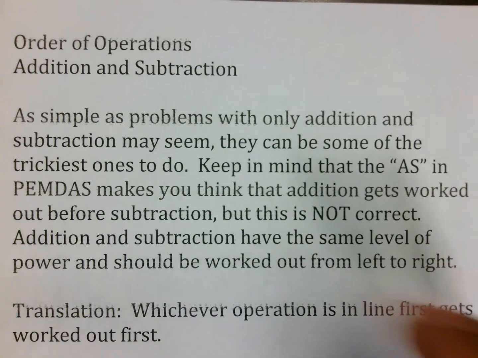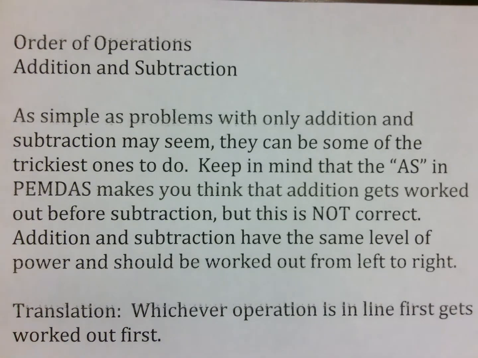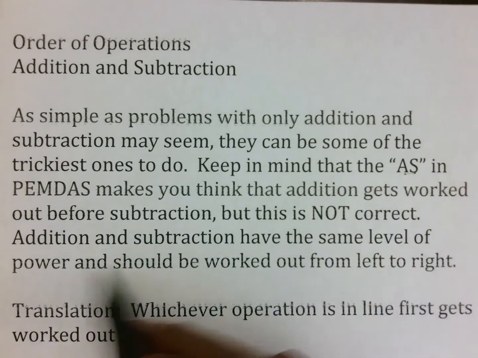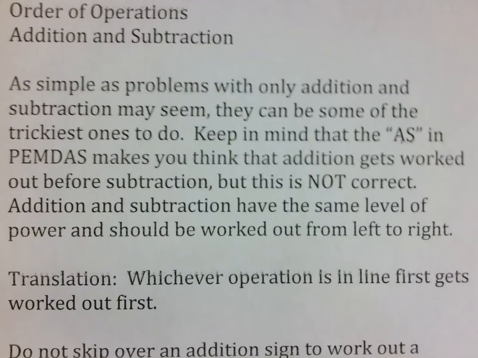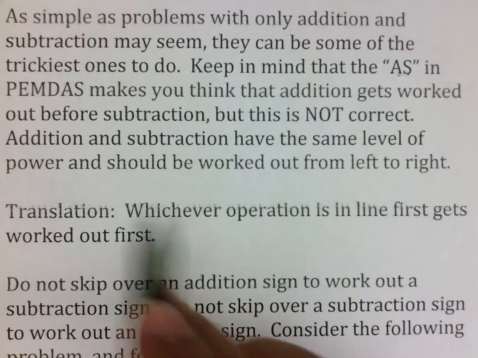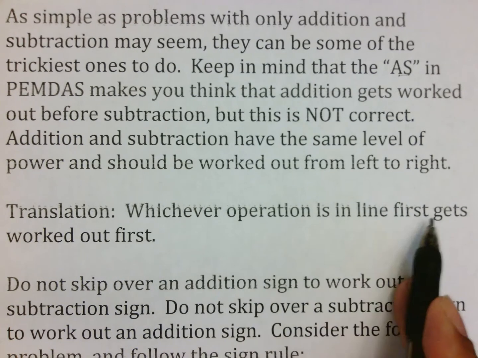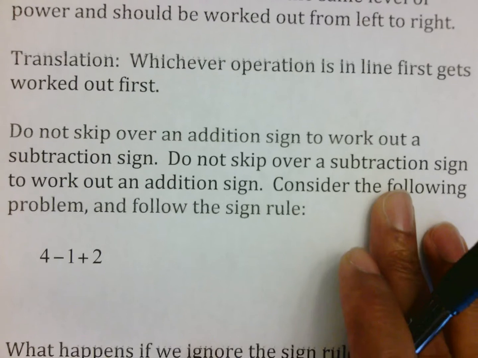As simple as problems with only addition and subtraction may seem, they can be some of the trickiest ones to do. Keep in mind that the AS, again, makes you think that A is stronger than S, but that is not correct. Addition and subtraction have the same level of power and should be worked out from left to right, or again, in terms of who is in line first. So again, the translation of left to right just means whichever operation is in line first gets worked out first, or in the lunch line first gets fed first.